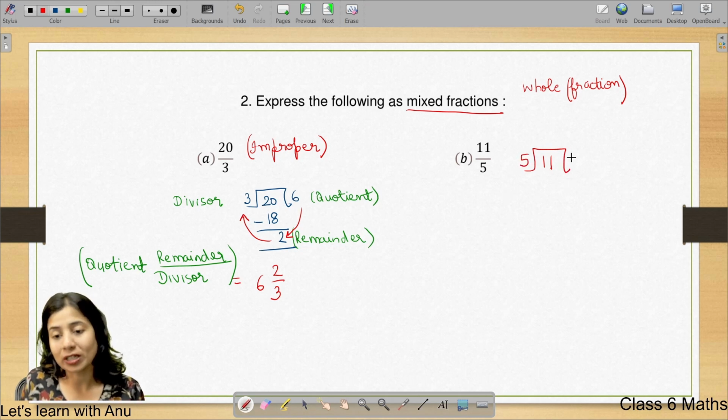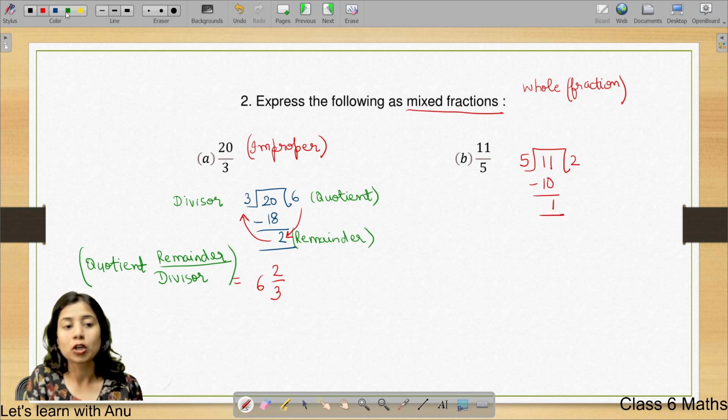5 times 2 is 10. Then after subtraction we are getting 1 as the remainder. So the answer comes out to be, going in clockwise direction starting from the quotient, 2 1 by 5.